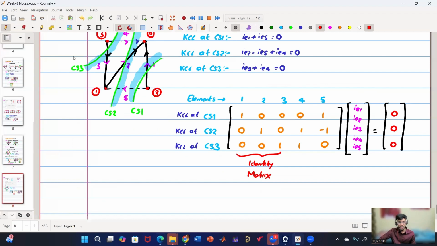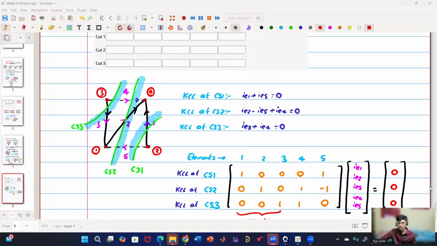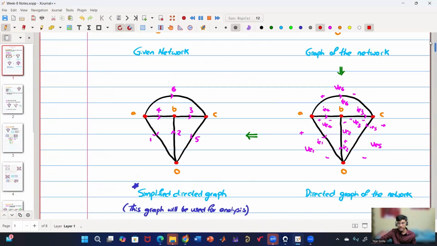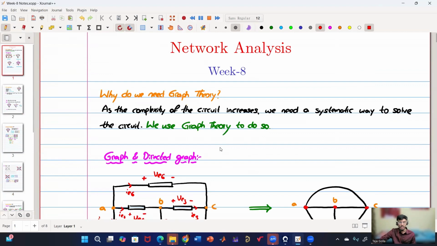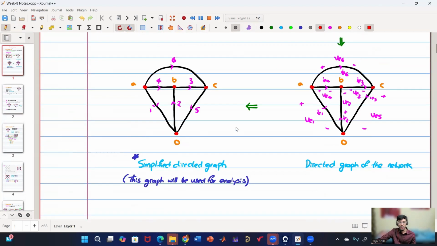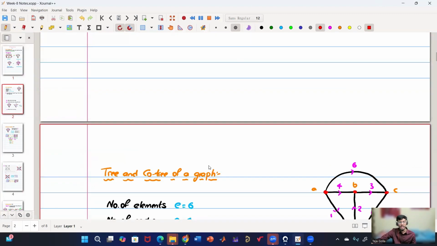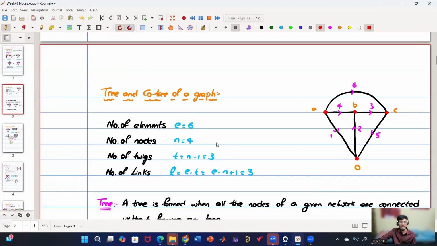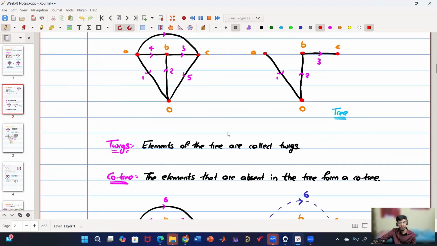So this summarizes everything that we have discussed in today's class. I'll just quickly glance. We have learned why we need graph theory. Then we discussed graphs, how to draw a graph, a directed graph, and a simplified graph, which we have used in today's class. Then we discussed the nomenclature: what is a tree, what is a co-tree, what are elements, nodes, twigs, and links.